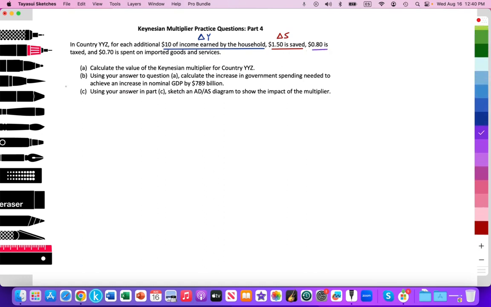Then we have 80 cents that is taxed, so there's a change in tax. And then we have 70 cents for each $10 earned that is spent on imported goods, so here we have a change in imports. This video will focus on questions A and B. There'll be a link to question C at the end, and it will be tackled in the next video.